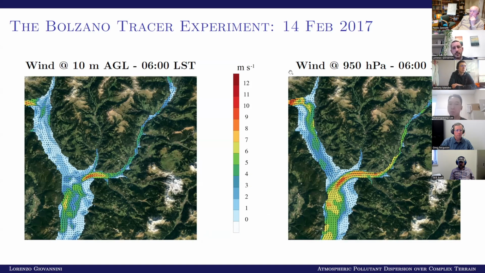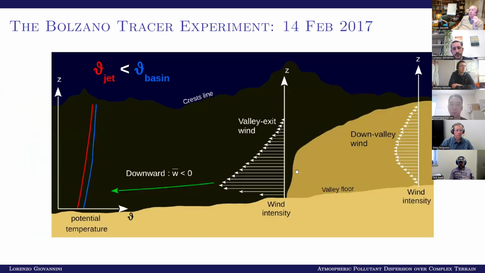This is another day in which we performed these simulations. And so in this second case, we have the situation in which the temperature in the basin is higher than the temperature of the down valley wind arriving from the Isarco Valley, the secondary valley, and so the wind is able to reach also the surface.